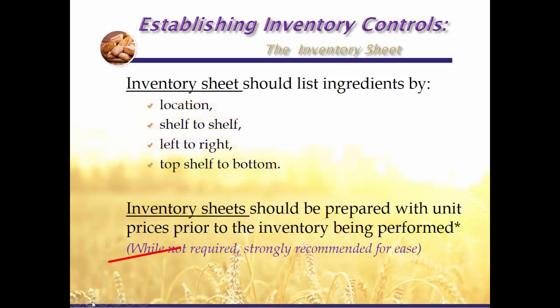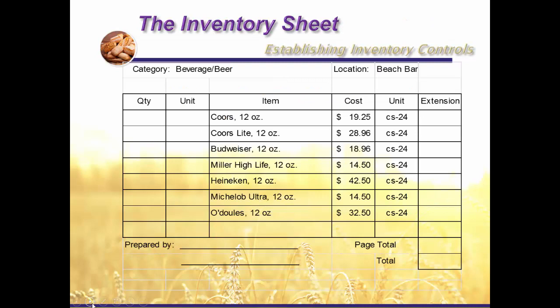And then, of course, you have your inventory sheets, and these should be prepared with unit prices prior to the inventory being performed. While not required, this is strongly recommended for ease. Now here's an example of an inventory sheet. This is also found in figure 9.2 on page 130 in your book. That one has been extended out, and this one has not. You can see that the last column on this one is still blank here on the screen.